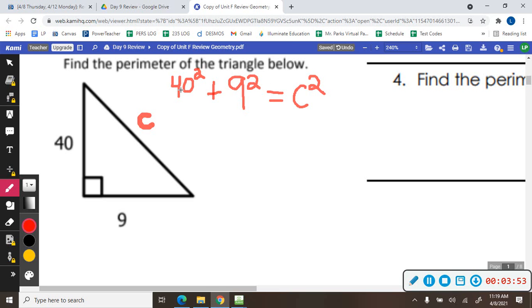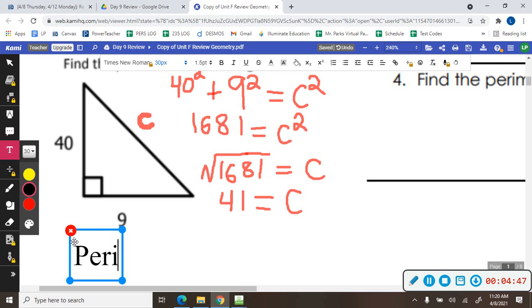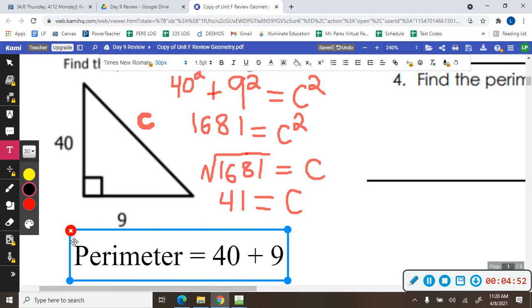If you type 40 squared in your calculator and you add on 9 squared, you get 1,681. So 1,681 is equal to C squared. And then to undo C squared, we take the square root. So the square root of 1,681 equals C. Type that in my calculator, and I get 41. So I got C as 41. So then the perimeter will equal 40 plus 9 plus 41 equals 90.